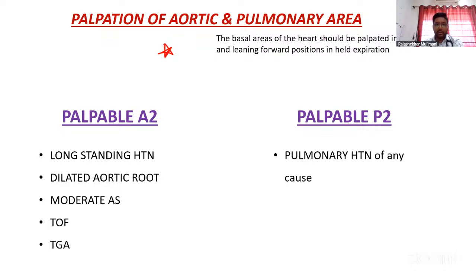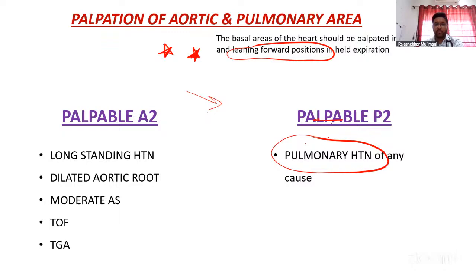They should be palpated in a sitting position with a leaning forward position. This is also very, very important. When the examiner asks you to demonstrate the palpable P2 or the pulsation in the pulmonary area, the patient should be asked to sit down and lean forward. In the pulmonary area, pulmonary hypertension can produce a palpable P2 or pulmonary area lift. In the aortic area, the reasons can be aortic stenosis, long-standing hypertension, a dilated aortic root, or some congenital heart diseases like transposition of great arteries or tetralogy of Fallot.